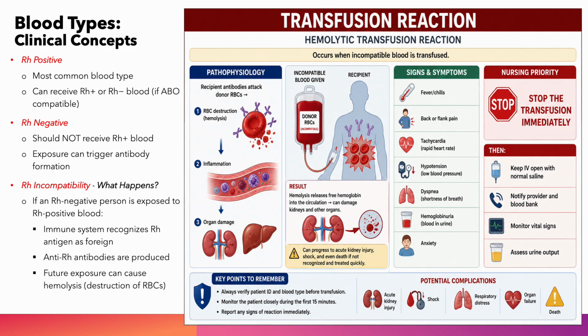So this slide over here talks about hemolytic transfusion reactions, which are medical emergencies. A hemolytic transfusion reaction occurs when incompatible blood is transfused. The recipient's antibodies attack the donor blood that they were receiving and cause hemolysis. This process will trigger inflammation and lead to organ damage, especially the kidney. It will cause acute kidney injury.